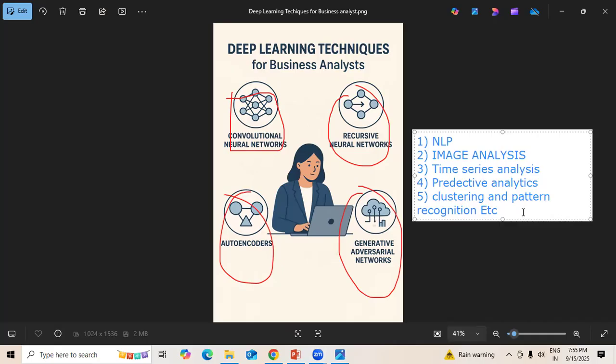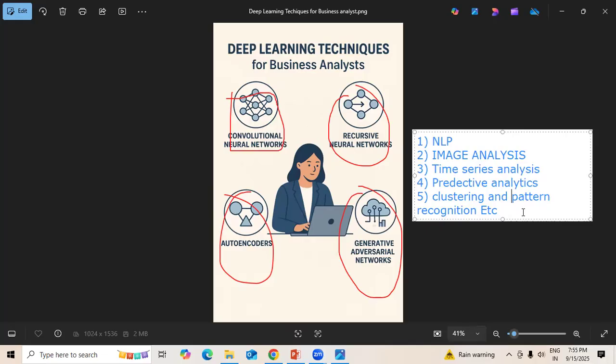Because if there are any unsupervised learning techniques where we want to group any kind of data points, or uncover any kind of hidden relationships in large data sets, everything can be done using clustering and pattern recognition. So these are the additional techniques, as I told you.